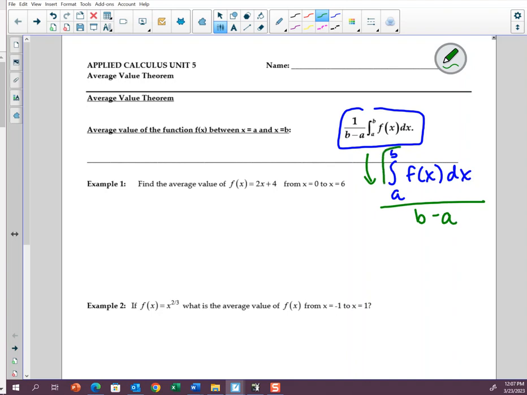When we do the integral portion, we're adding up function values of the function. And then the b minus a part is we're dividing by essentially the number of values that we added together. That's one way to think about it.